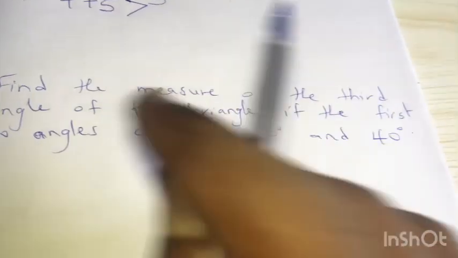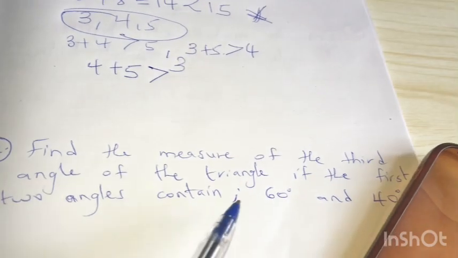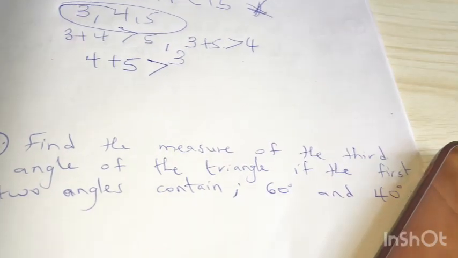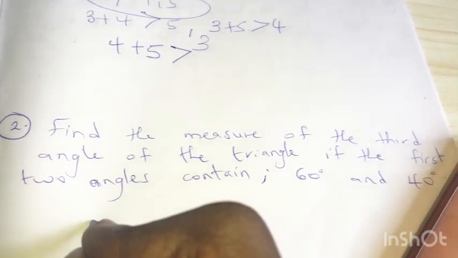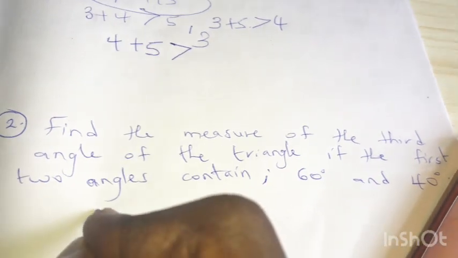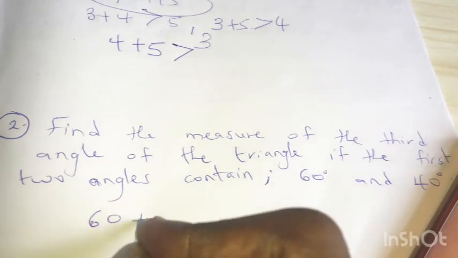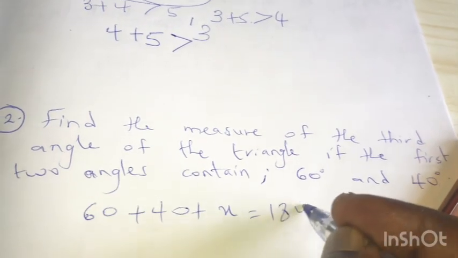Okay, so let's move to the next one. Find the measure of the third angle of the triangle if the first two angles are 60 and 40. You know that in a triangle, the sum of the angles is 180. So if the third angle is x, 60 plus 40 plus x equals 180.